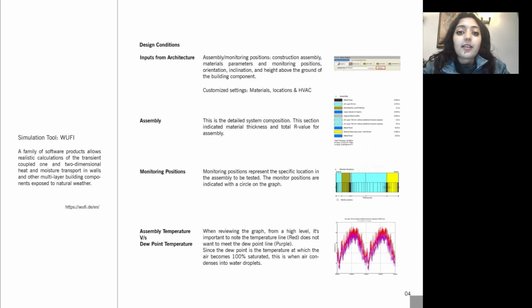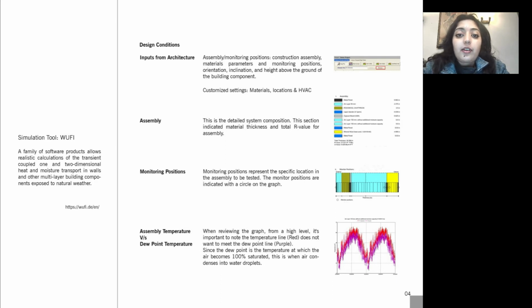And lastly is the temperature versus dew point graph, which portrays the temperature at the monitoring position that was selected in the previous section. It has time on the x-axis and temperature on the y. It gives a clear picture of when the test assembly will fail and have condensation. The moment the temperature of this wall section, which is red, meets the dew point of the assembly, which is purple, is where the problem lies.